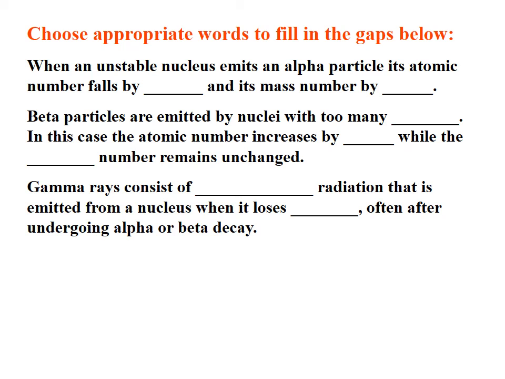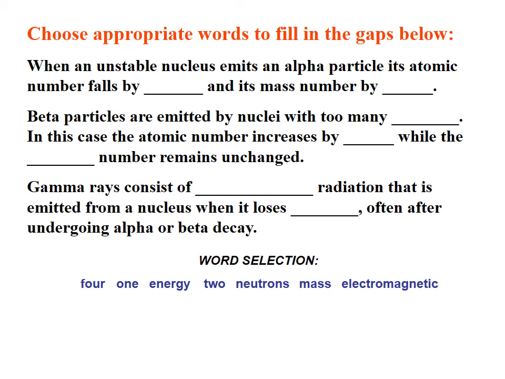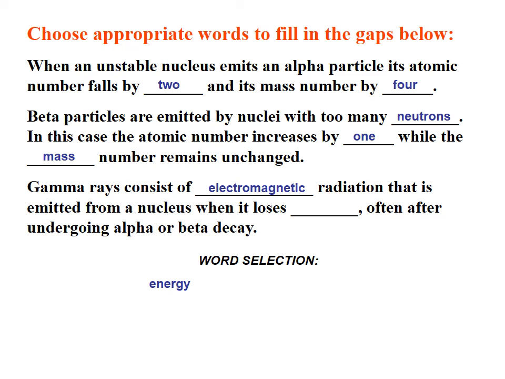Right, so just to finish off this unit, choose the appropriate words to fill in the gaps. Again, pause the video and see if you can get 100%. So when an unstable nucleus emits an alpha particle, its atomic number falls by 2 and its mass number by 4. Beta particles are emitted by nuclei with too many neutrons. In this case, the atomic number increases by 1, but the mass number remains unchanged. And gamma rays consist of electromagnetic radiation emitted from a nucleus when it loses energy, often after undergoing the corresponding alpha and beta decay.